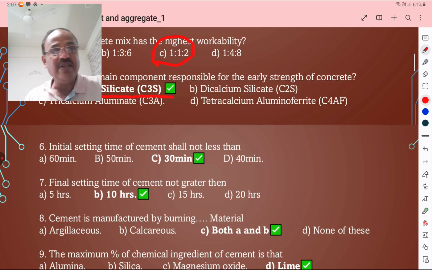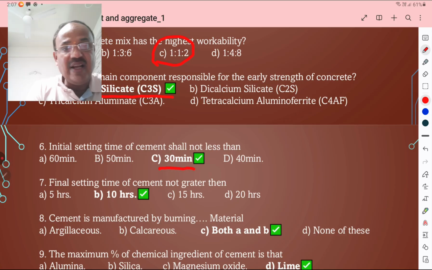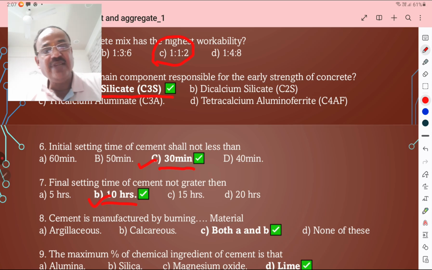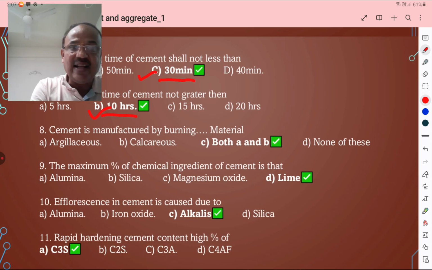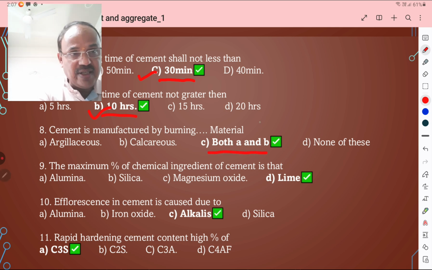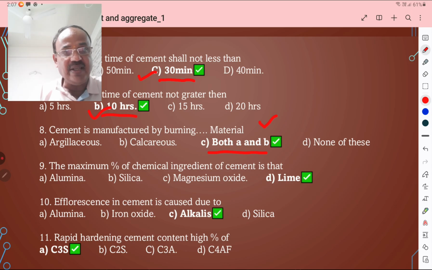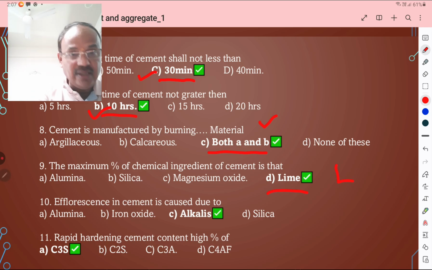Initial setting time of cement shall not be less than 30 minutes. Final setting time of cement shall not be greater than 10 hours. So one must know 30 minutes and 10 hours. Then cement is manufactured by burning argillaceous and calcareous materials. So both A and B are the correct answer. Then the maximum percentage of chemical ingredient of cement is lime. Lime is the major factor. Then efflorescence in cement is caused due to alkalis. Efflorescence is due to alkalis.